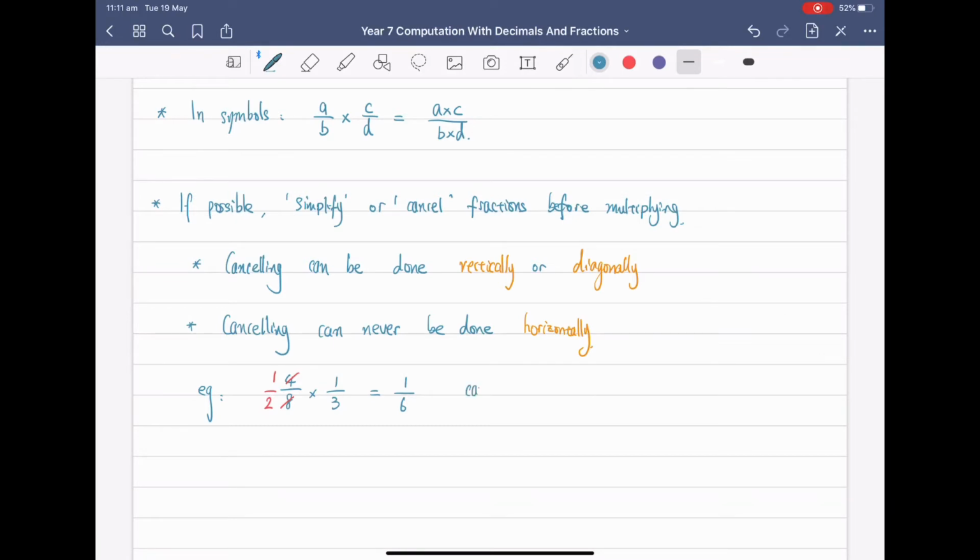We call this cancelling vertically. Now I just want to show you what happens if you don't cancel vertically.